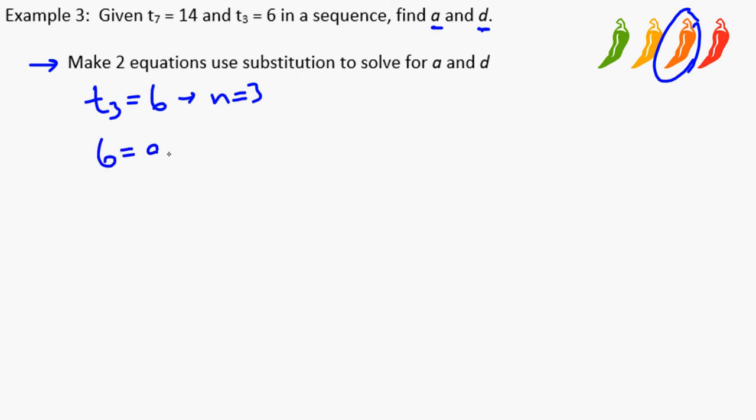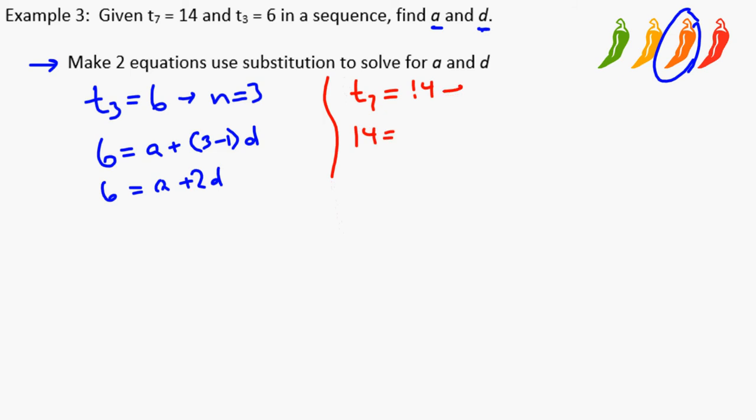6 is equal to A plus 3 minus 1 D. So 6 is equal to A plus 2D. My other one will be this. I know T7 is equal to 14. That means that 14 is equal to, well, also I know that n is equal to 7. So A plus 7 minus 1 D. So here I've got 14 is equal to A plus 6D. So I have two equations, two unknowns. I'm going to stack and attack.